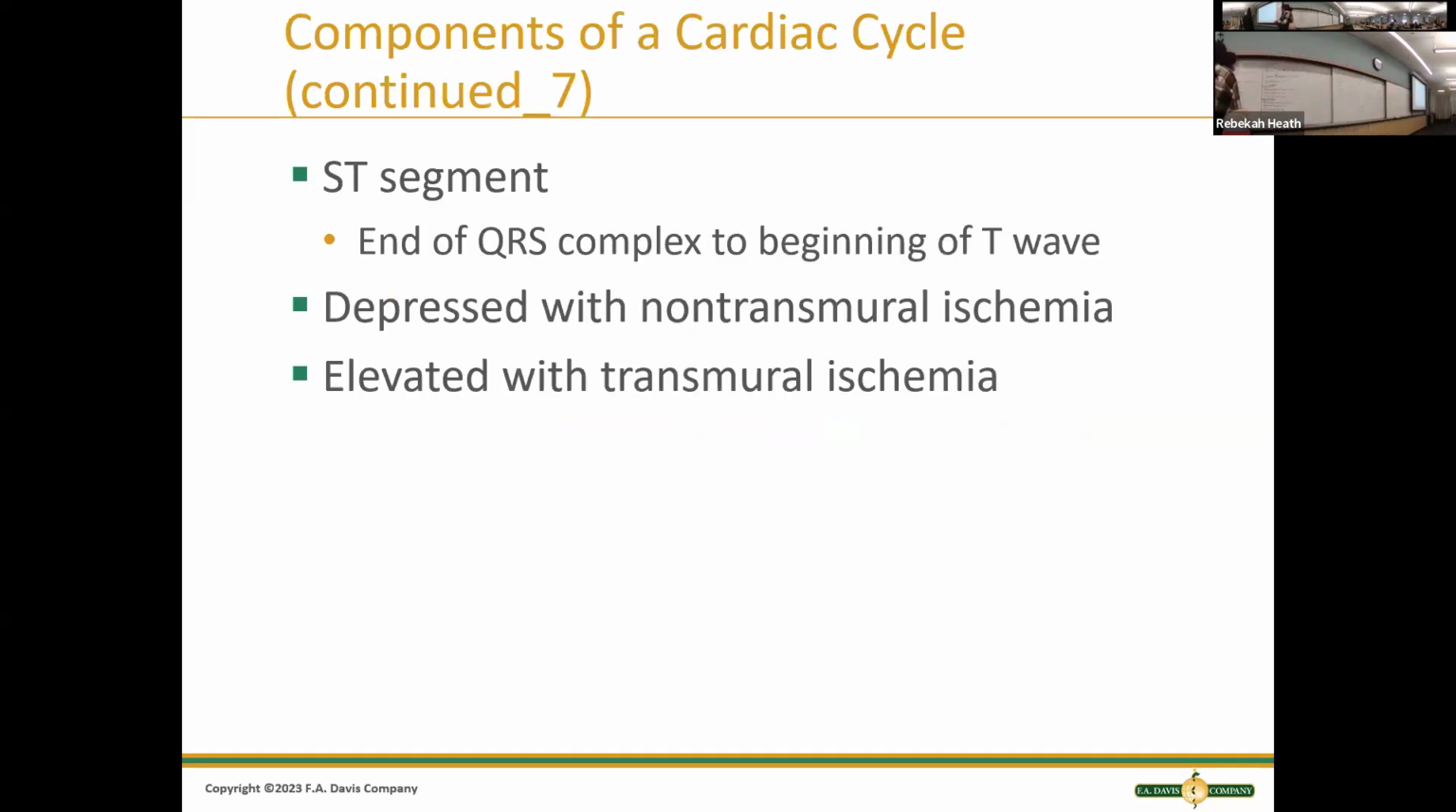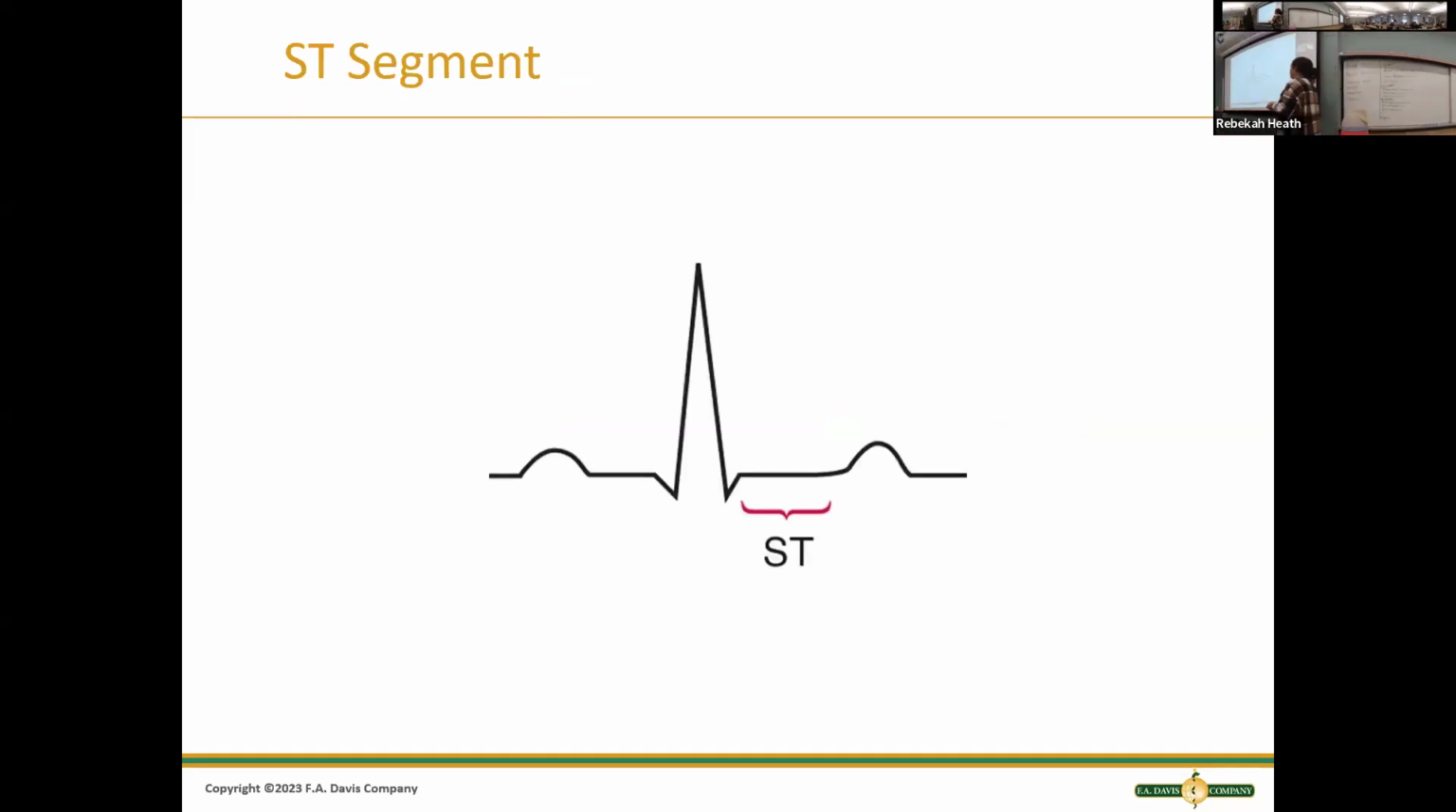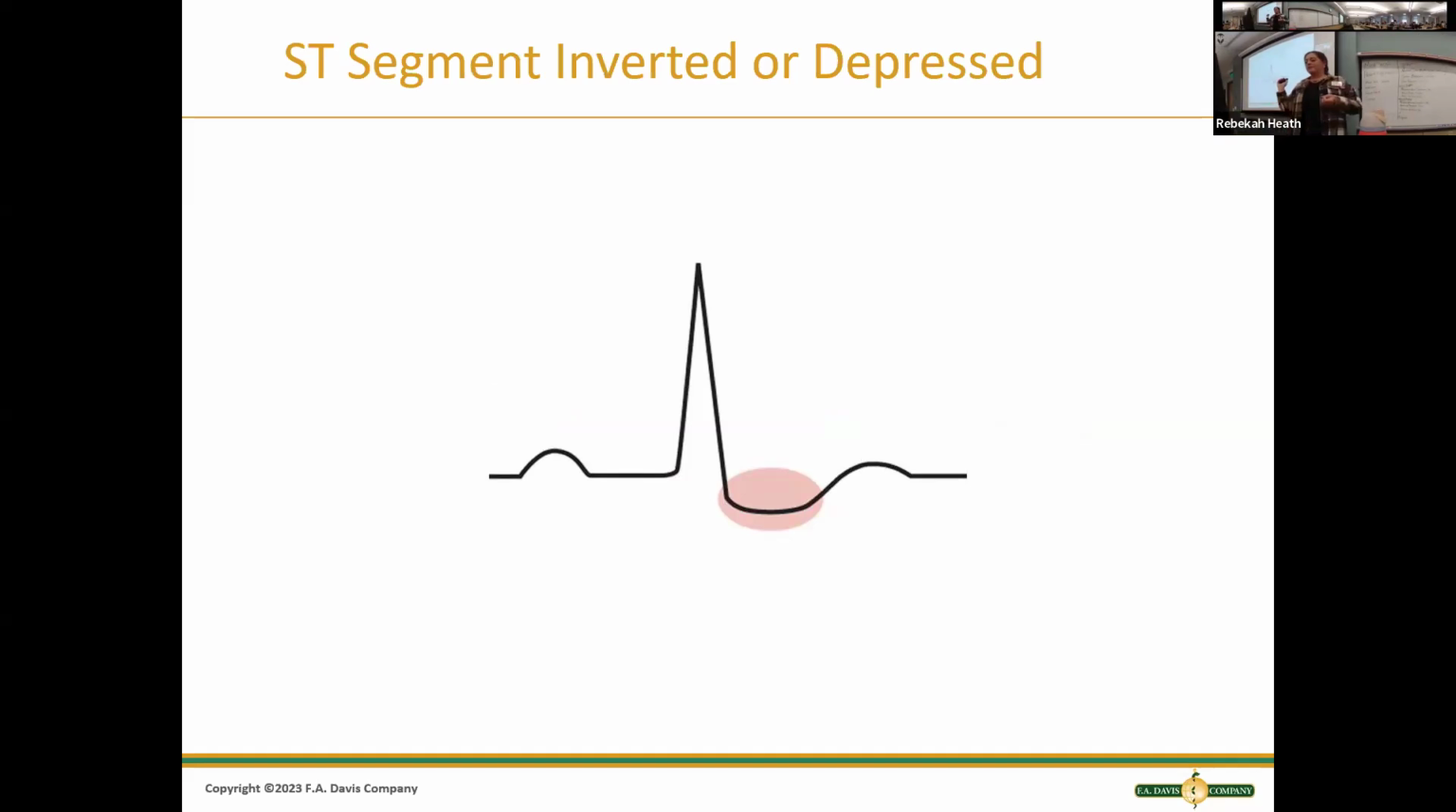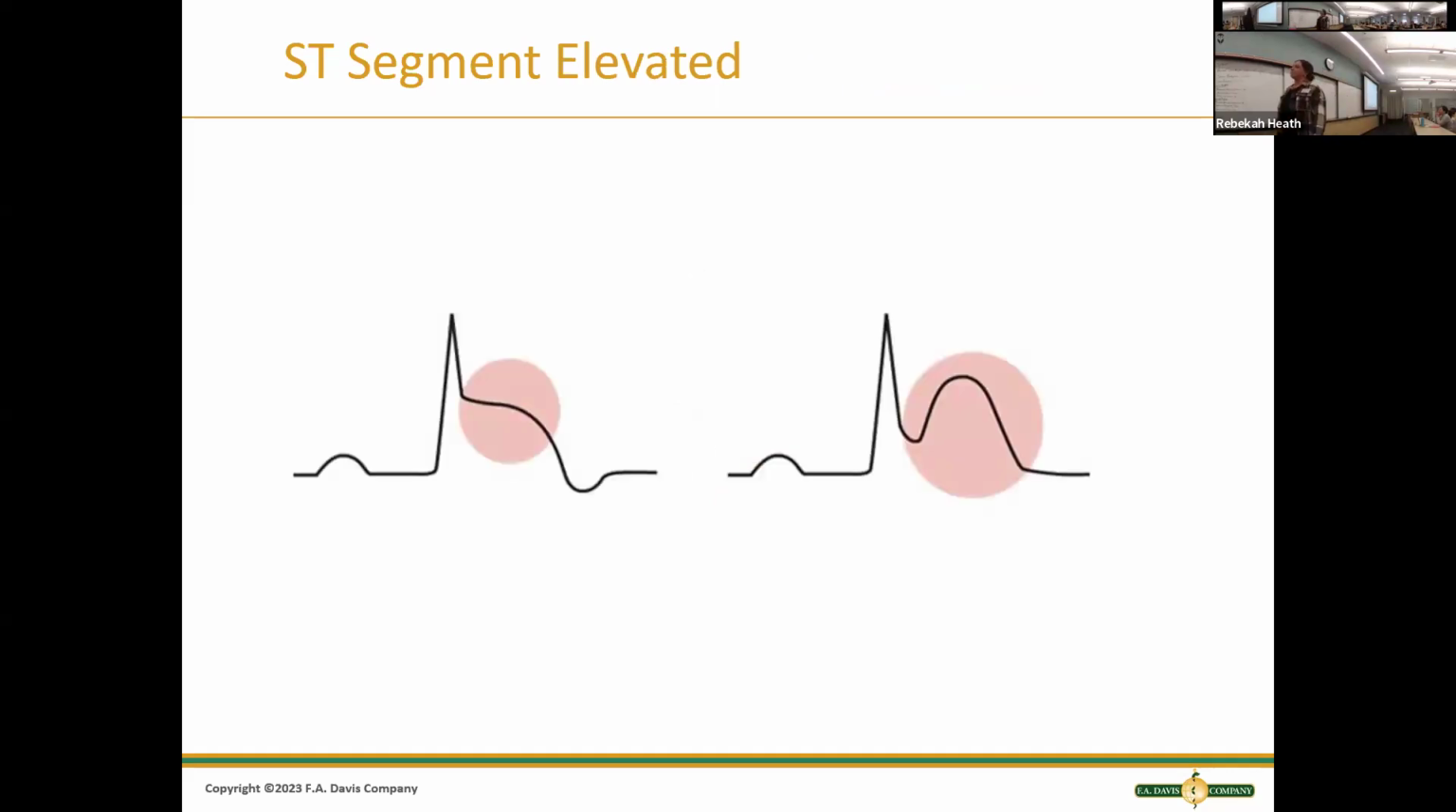So the ST segment, again, I'm not going to talk about this a whole lot, but that's from the end of the QRS complex to the beginning of the T wave. If it's inverted or depressed, that might mean there's some damage to the heart. You can see on this one how it doesn't ever even come back up to the isoelectric line. It's not just inverted going down, it's also totally depressed where it doesn't come back to that isoelectric line.